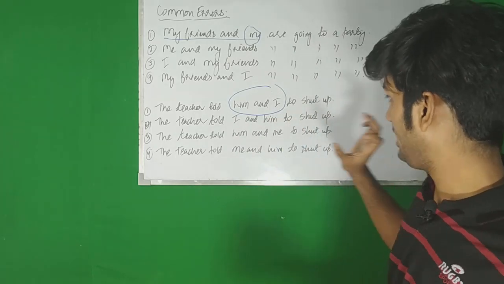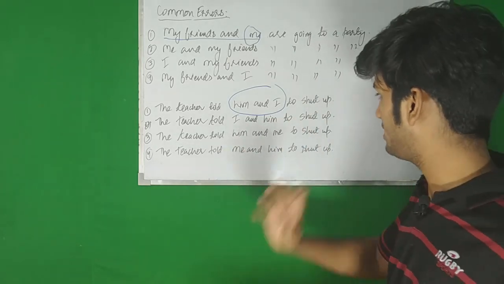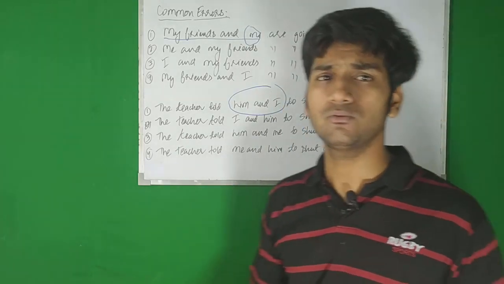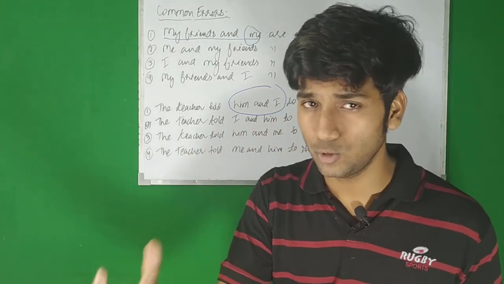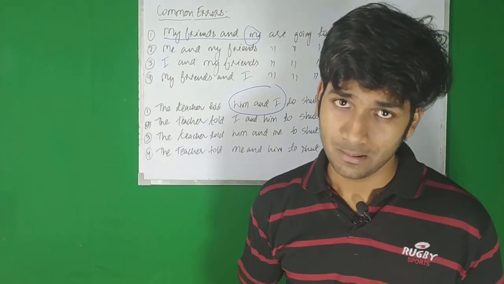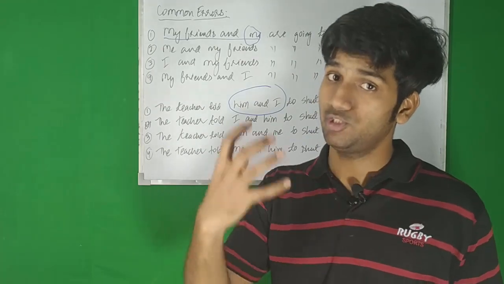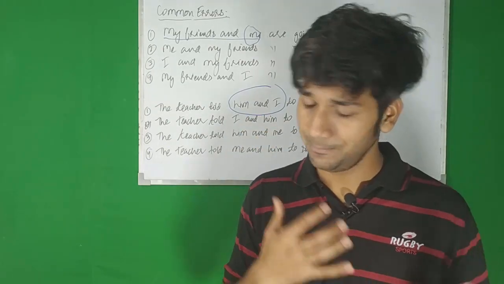The teacher told him and me to shut up. The teacher told me and him to shut up. Both are grammatically correct. But again, I told you something. When you talk about positive things, you put the other person before you. But when you talk about something which is negative, you always put yourself first, then the other person, alright?